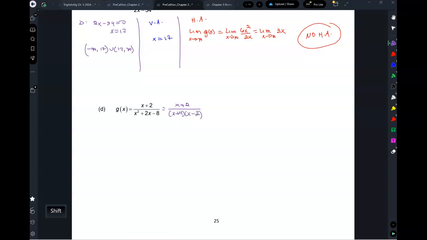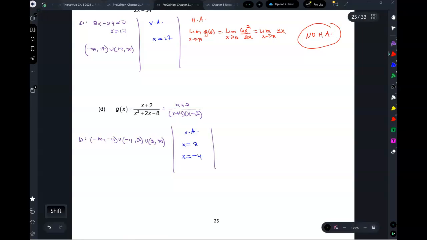Okay, so for the domain, negative infinity to negative 4, negative 4 to 2, 2 to infinity. What's the vertical asymptote? What do you guys think? X equals 2, x equals negative 4.